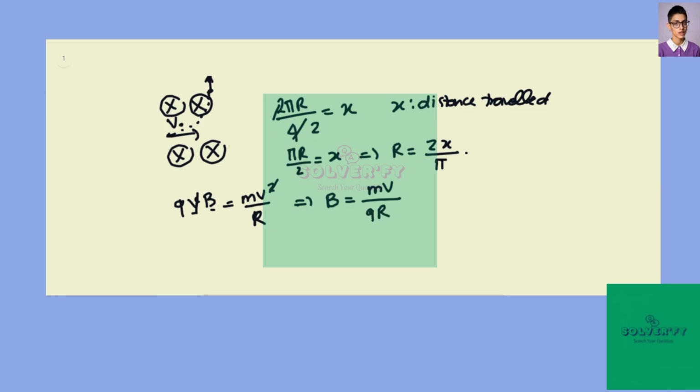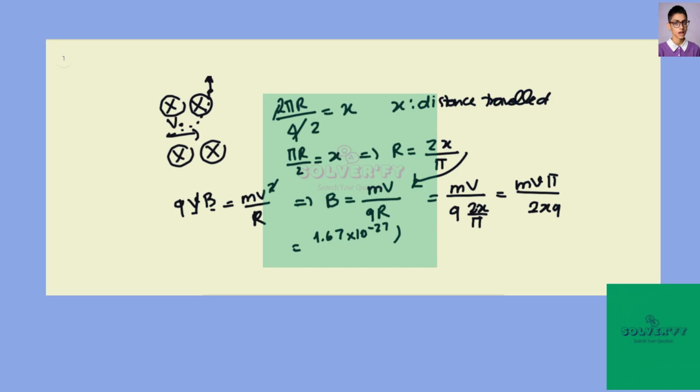Let's plug in for r in this equation. So it's going to be m v over q times 2x over pi. Then we're going to have m v pi over 2x times q.